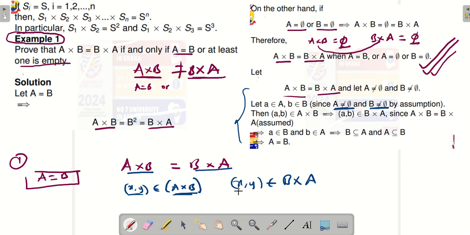Then there is the same Cartesian product, xy, that belongs to B cross A. Because B and A are not empty sets, there exists some pair of elements generated by the combination of A cross B and B cross A. And because we have made an assumption that A cross B is the same as B cross A, it means that the same element that belongs to A cross B is the same element that belongs to B cross A. Now, because we are dealing with ordered pairs, if xy belongs to A cross B, then the first value, x, belongs to A, and the second value, y, belongs to B.